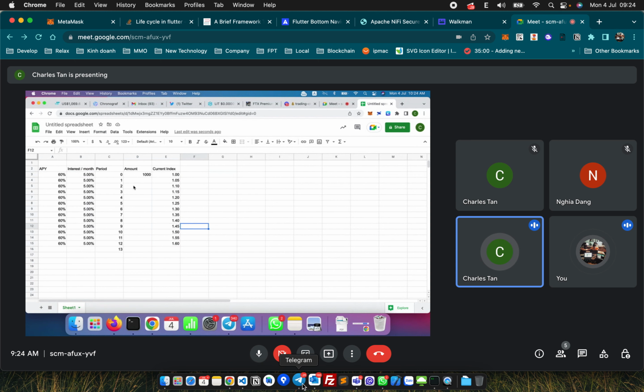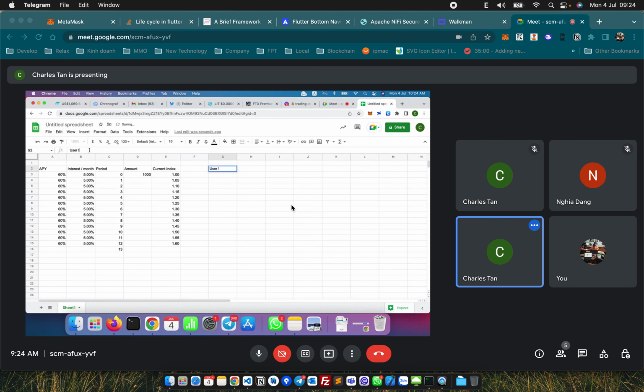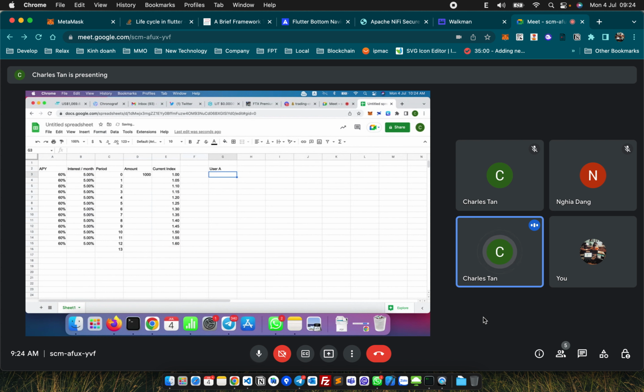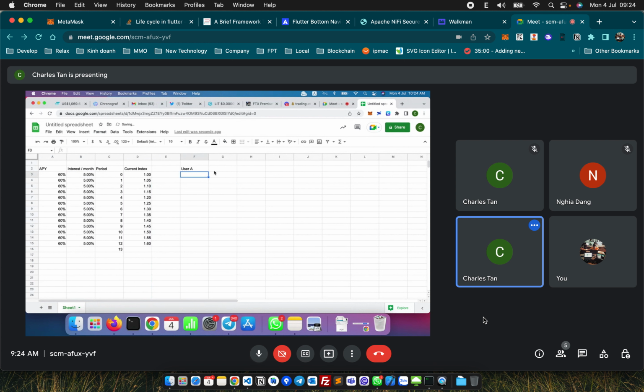So what's actually happening is that, let's say we have user A. He comes in and he deposits $1,000. So he puts $1,000 into the system at period 0. I'm just going to use USDT so it's easier to visualize.